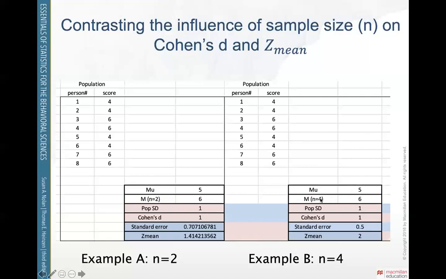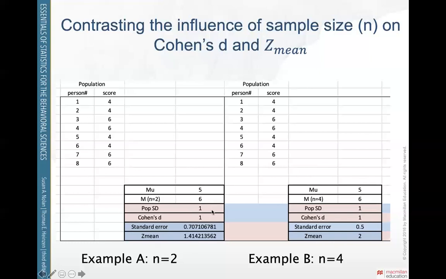We have a sample size of 4 to get a sample mean of 6. In example A right here, we have a sample size of 2 to give us a sample mean of 6. And so what we're interested in is, how does the fact that we have a bigger sample size right here influence the value of Cohen's d compared to over here when the sample size was 2? How does having a sample size of 4 over here influence the z mean, compared to over here when we have a sample size of 2?